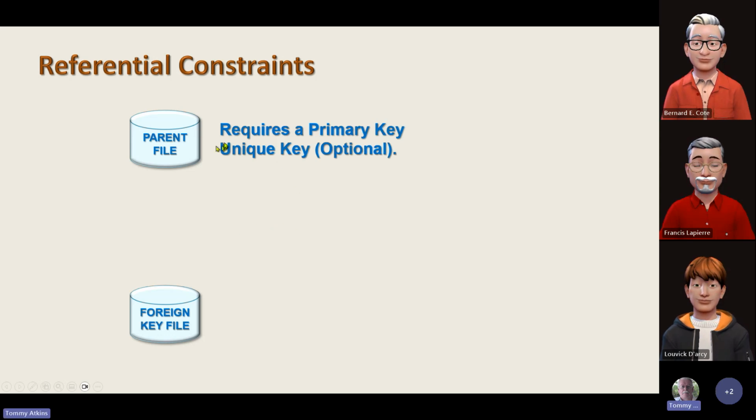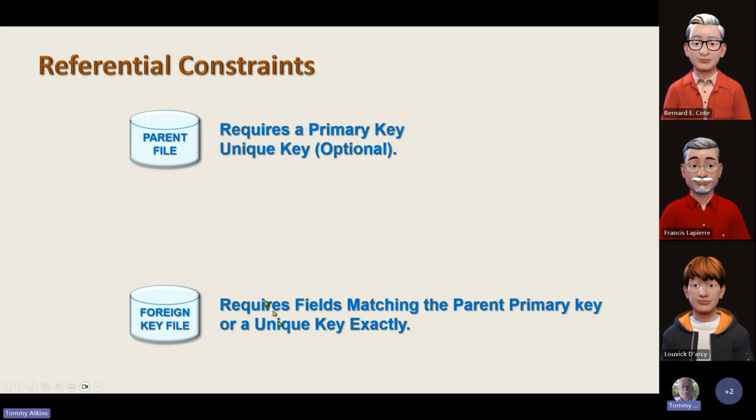The parent file has to have a primary key and a unique key is optional. So the parent file must have a primary key, and could have one or more unique keys. The foreign key file requires fields that match the parent primary key or a unique key exactly.